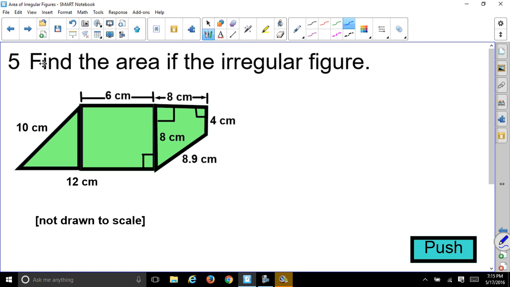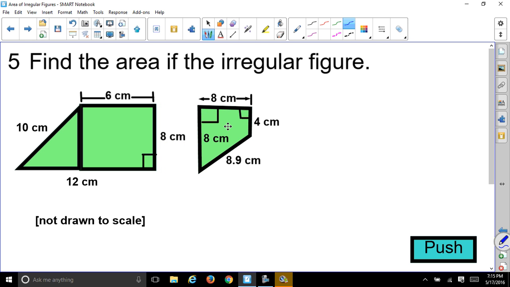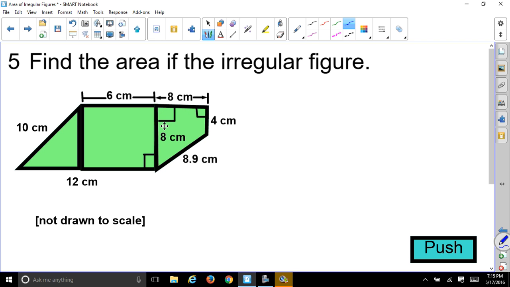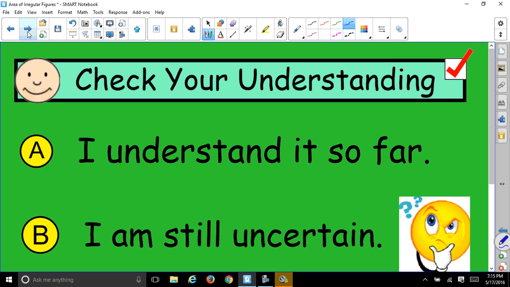So here's one for you. Find the area of this irregular figure, and it has a lot of dimensions going around. So take it apart and try to find the area. So I would take each piece apart and then find my area. Okay, so find the area of this irregular figure. Good question. Check your answers. If you understand, great. If you're not sure, rewatch the video, see what we did already, and hopefully you'll write down your questions and bring them in and we can answer them for you.